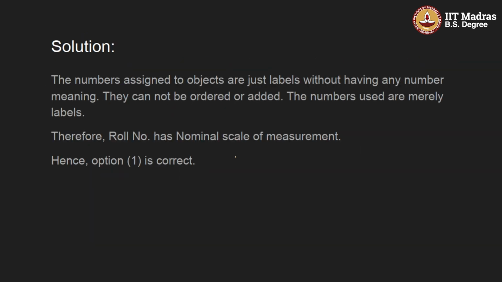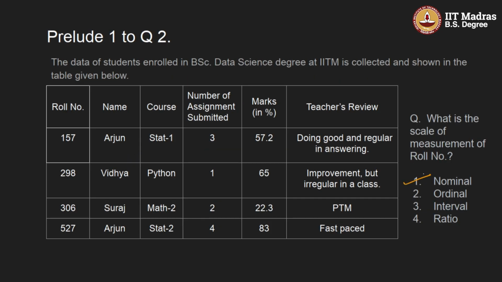We know that roll numbers are used to label the different students and they do not have any numerical meaning. Also, we cannot order the roll numbers. We cannot say that roll number 2 is greater than roll number 1. So there is no order in the roll number. Hence, the roll number will have a nominal scale of measurement. So option number 1, nominal, is correct.